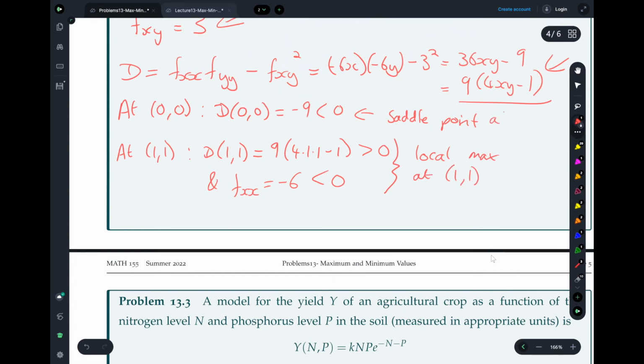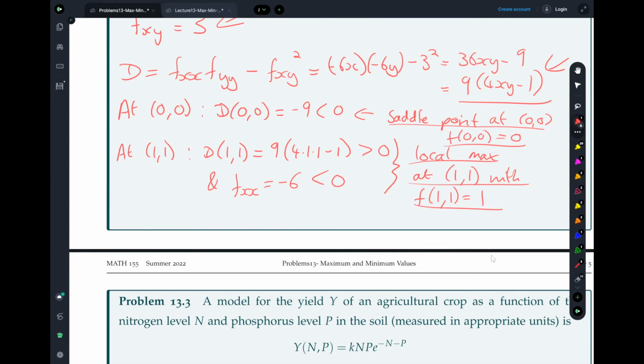Here we've got a saddle point at 0, 0. You can also work out the function values of those points just for a little bit more completeness. So you can say f at 0, 0 is just going to be equal to 0, just substituting those into the original equation. And we have a local maximum, so we can find the local maximum value of our function by substituting those values in. So f at 1, 1 is just equal to 1. So that's just a little bit of additional completeness there to fully classify what is going on with this function.